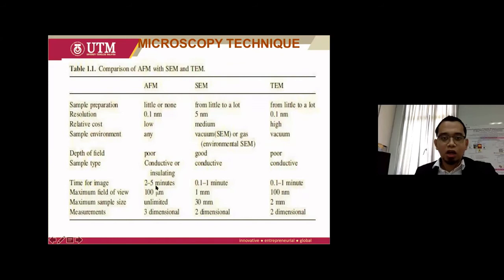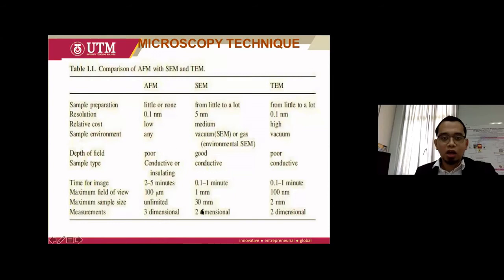The maximum field size that can be analyzed by AFM is around 100 microns. The SEM is around 1 millimeter. The TEM here is around 100 nanometers, and this is important when you talk about the measurement, or how you're going to represent your data.